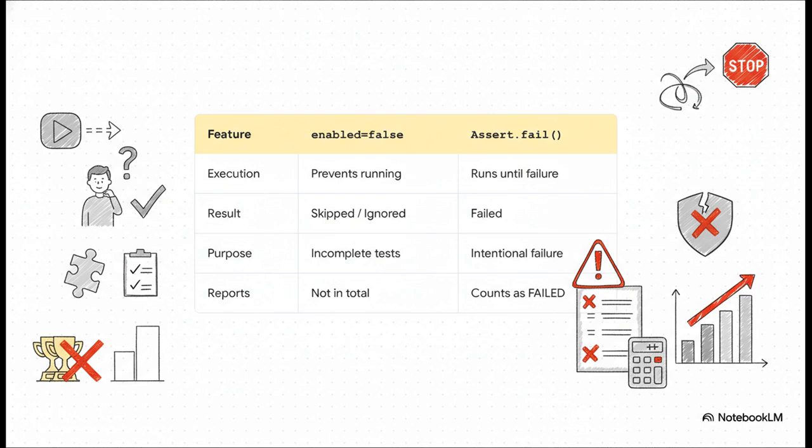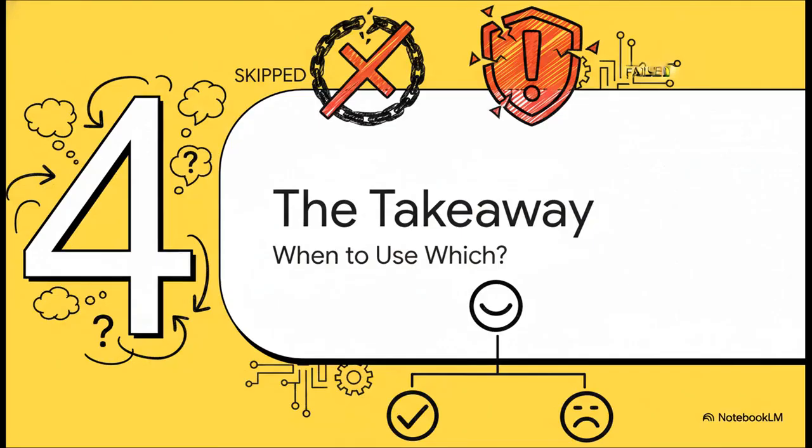And finally, and this is the big one, the reports. Skipped tests don't even show up in your pass/fail count. They're ghosts. But failed tests, oh yeah, they absolutely count, and they basically scream for your attention. All right, so we've seen the what, the core differences between these two. Now let's get practical and explore the when. Let's put this knowledge to the test with a couple of super common scenarios.